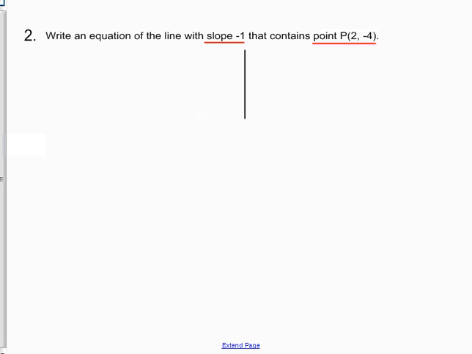Okay, so number 2 says, write an equation of the line with slope of -1 that contains point P, which is at (2, -4). Okay, that looks really confusing, but if you look up at the top of your note sheet where it says number 4, the point-slope form, that's the formula that we're going to be using to figure out the equation for this line. So point-slope form is y minus y1 equals m times the quantity of x minus x1.